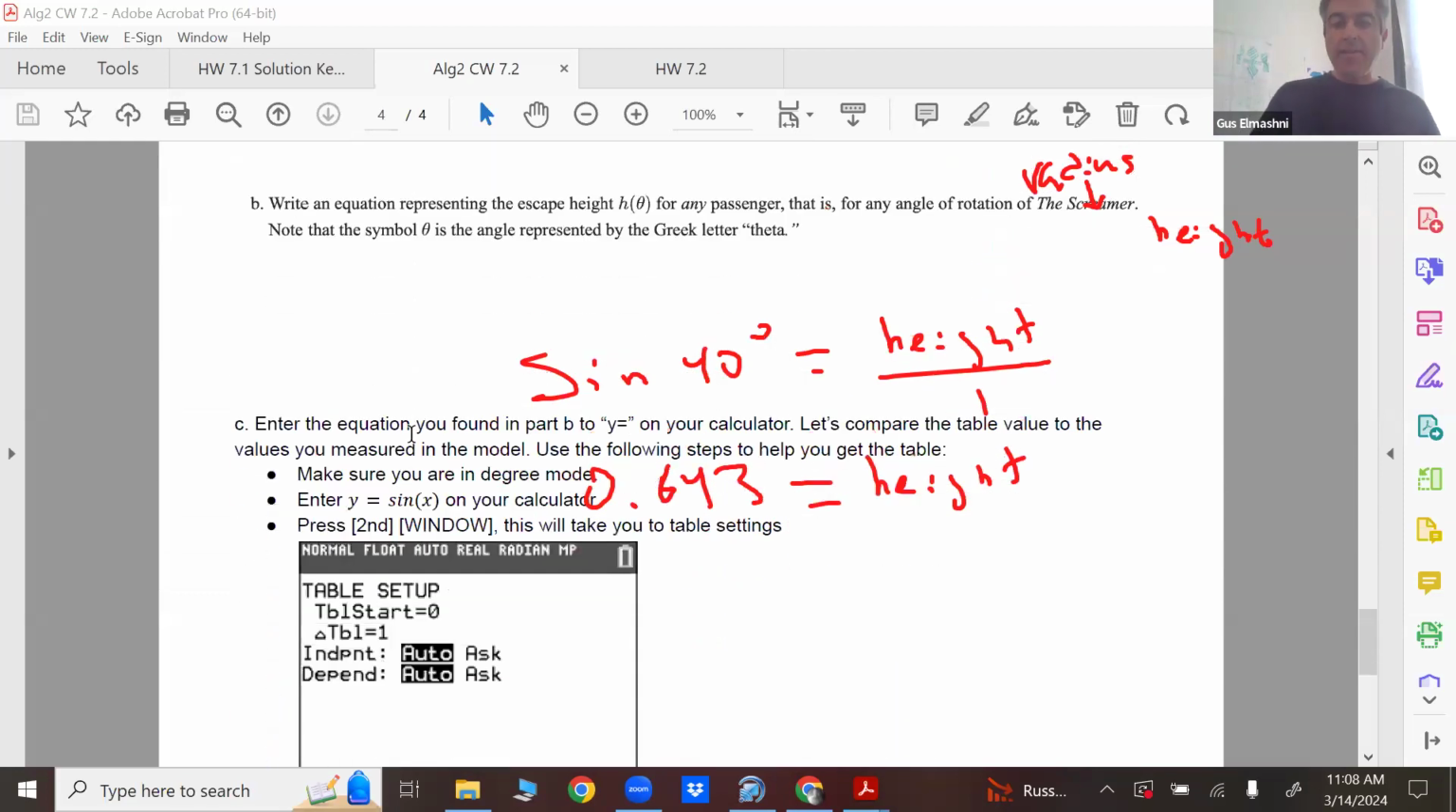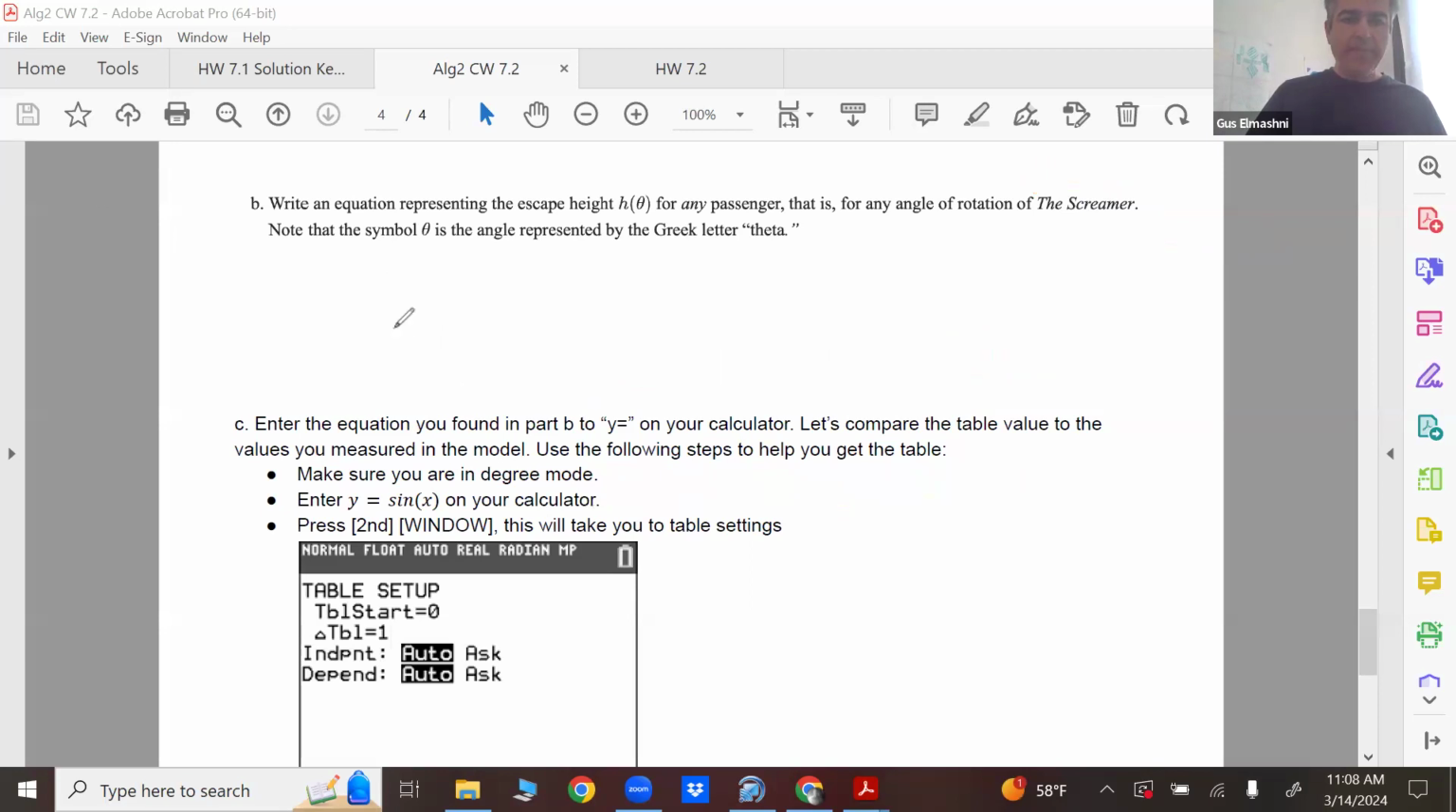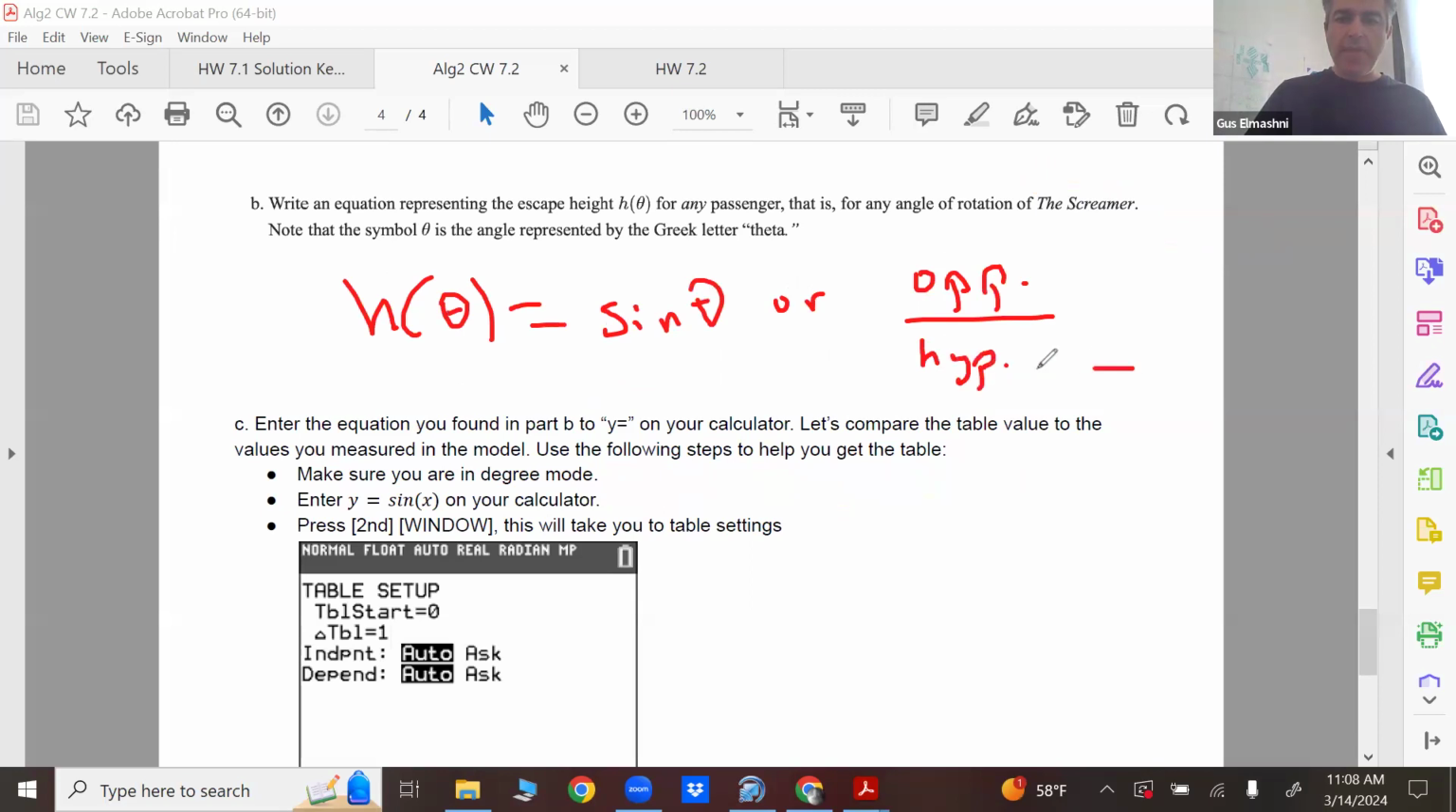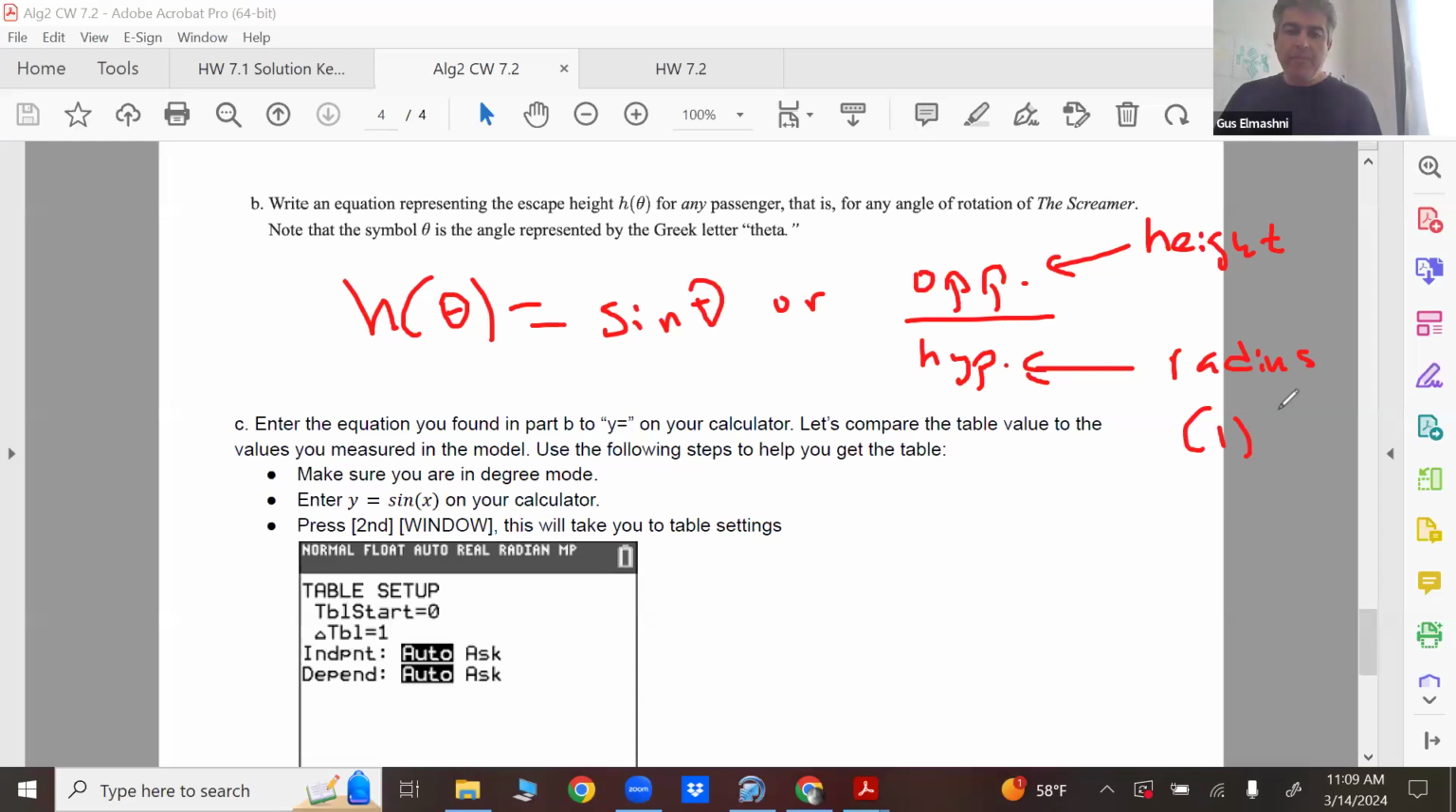So the height of any passenger on the Screamer ride can be thought of as this: h of theta just equals sine theta, or opposite over hypotenuse, where that, remember, was the radius and that was the height. Remember, our radius was always 1, but the height varied. So you can get the height of yourself off the ground as a function of theta or sine theta.